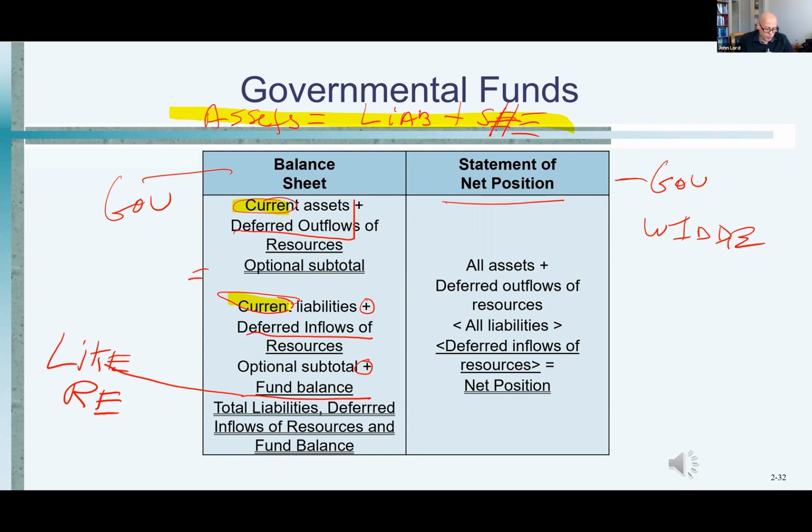And then we go ahead and we have to report fund balance. Fund balance now is like retained earnings.